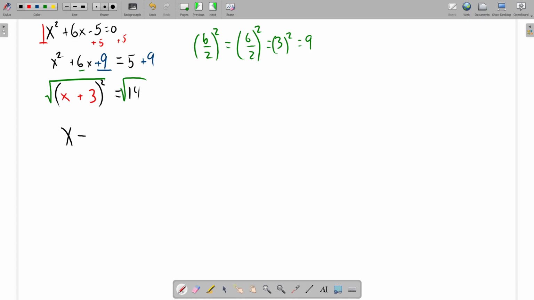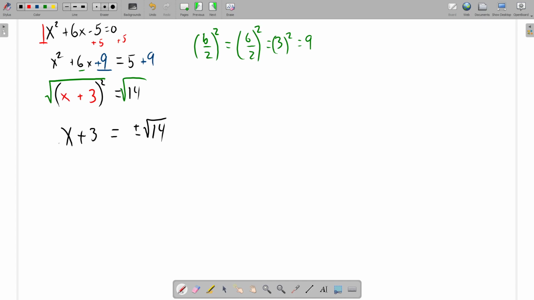Alright, so we now have x plus 3 on the left, and on the right I have the square root of 14. And we should know from two videos ago that when we take the square root of a number, we get not just the positive answer, we get the negative answer as well. So I'm just going to write this as plus or minus the square root of 14.